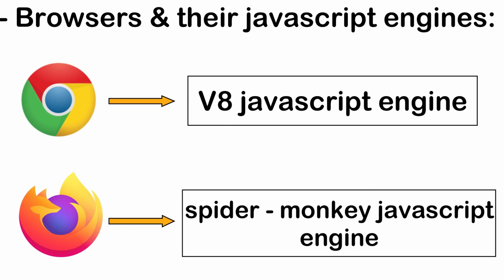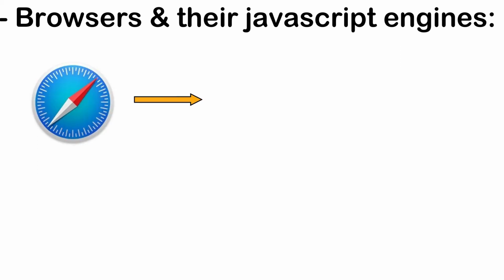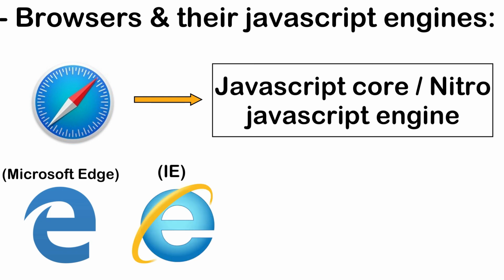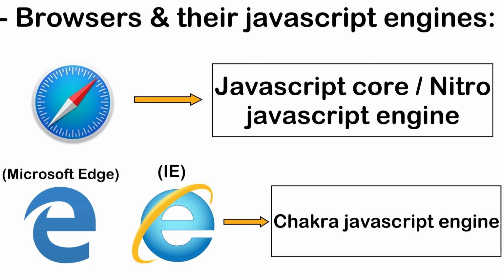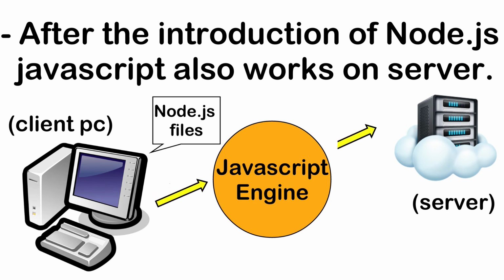Mozilla uses SpiderMonkey, which is the first JavaScript engine and was used in Netscape Navigator. Safari uses JavaScriptCore, also known as Nitro. And Microsoft Edge and Internet Explorer use Chakra. So the JavaScript engine is also part of the browser, but that takes care of the JavaScript execution. Of course, after the introduction of Node.js, JavaScript also works on the server, but that is a different topic and not in the scope of this discussion.